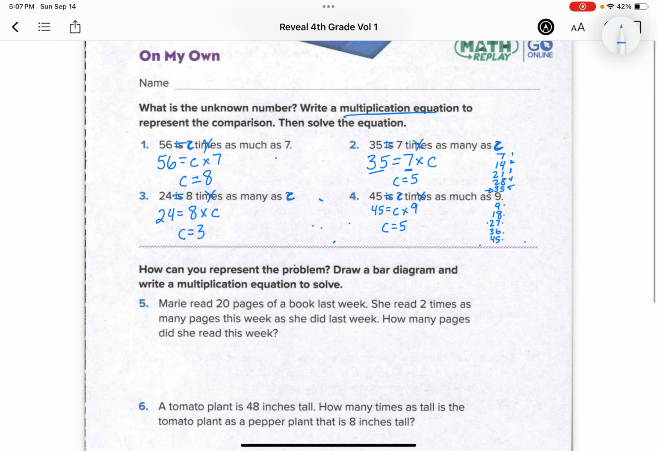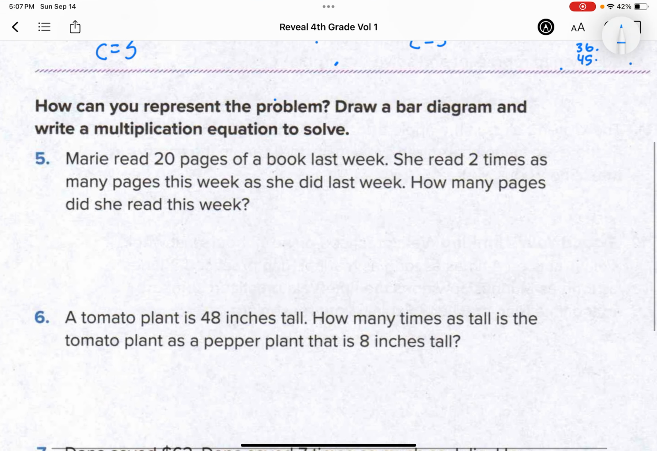Now let's head to our word problems. How can you represent the problem? Draw a bar diagram or a tape diagram and write a multiplication equation to solve.